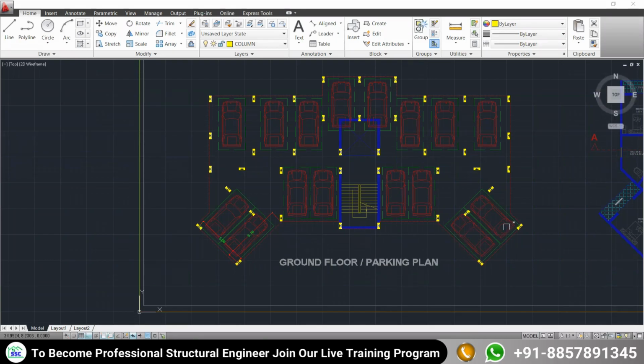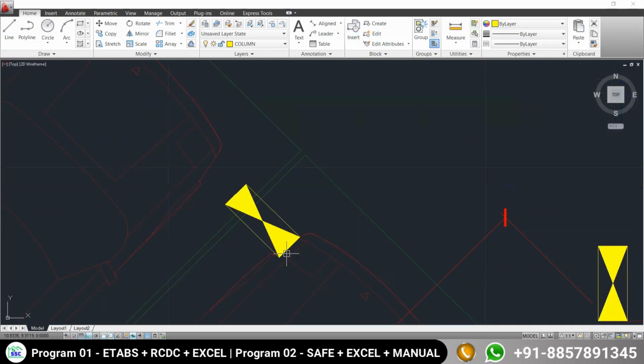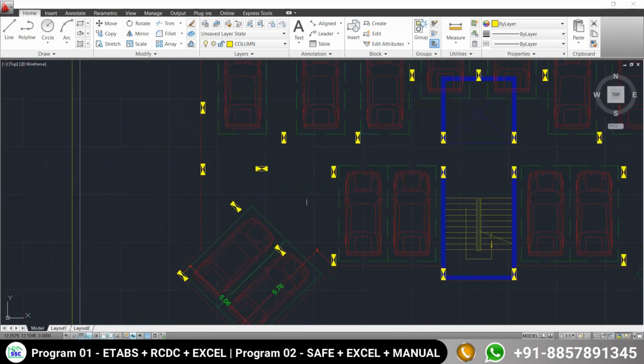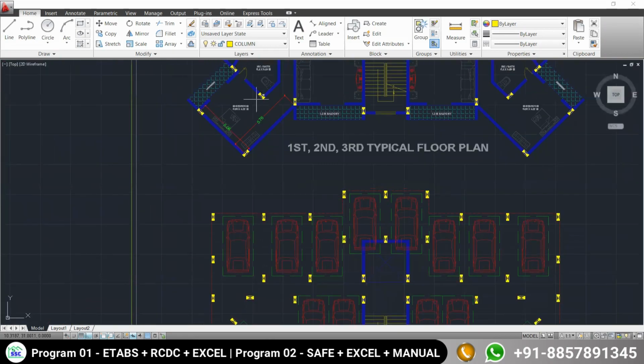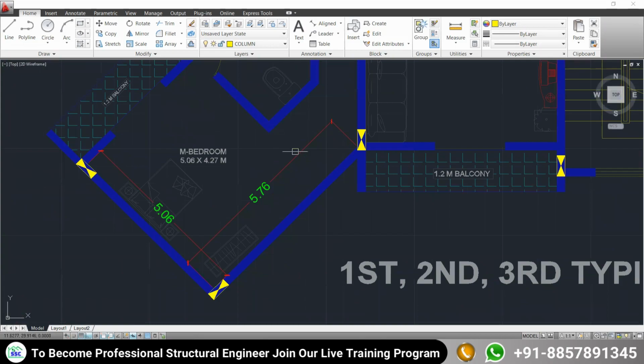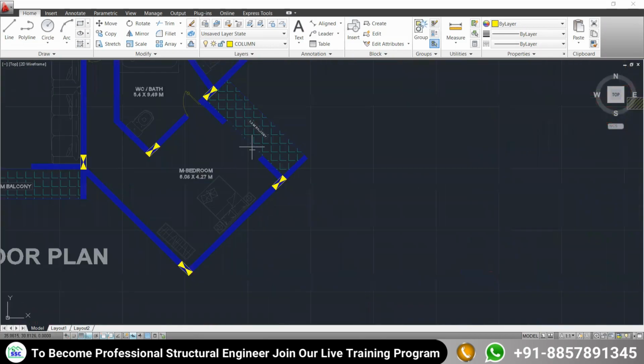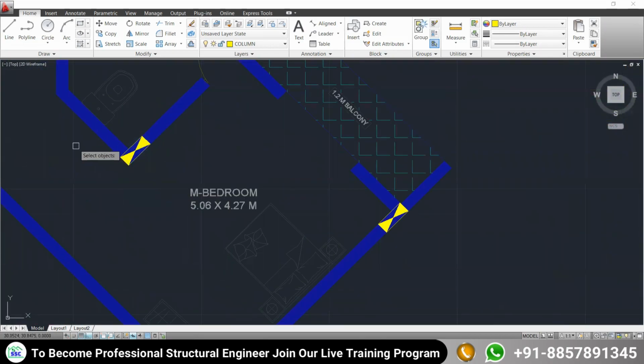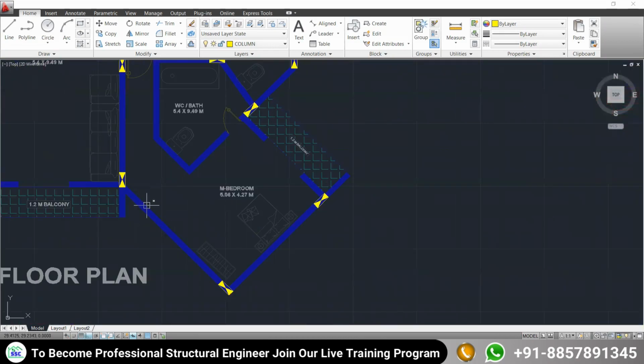Rishi, what do you think? Yes, sir. This column is coming in between two parkings. It is disturbing the parking. Yes, so for this situation, we are going to delete this column from here. There's no problem with this. We can take this beam directly from here to here. No need to worry about it.